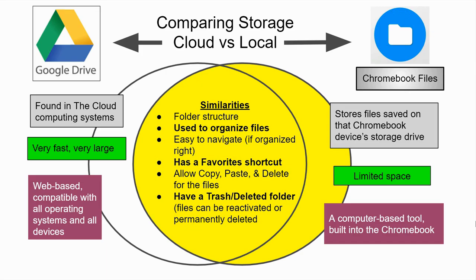All right, let me leave you with this. It's a summary on a comparison between Google Drive, cloud-based storage, and Chromebook Files, which is local storage. The Google Drive is found in the cloud. It's very fast, very large, and compatible with all operating systems and devices. Over here are the Chromebook Files, saved directly to your device, but it has limited space, and since you can only use it when you have that computer, it has some limitations.